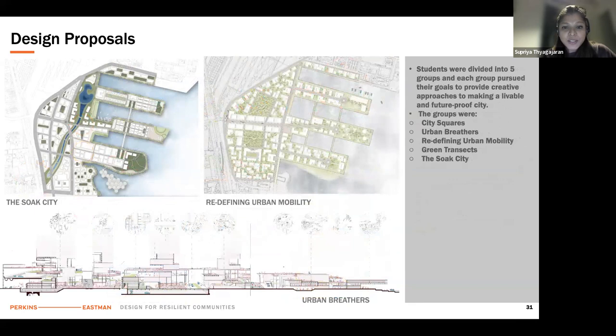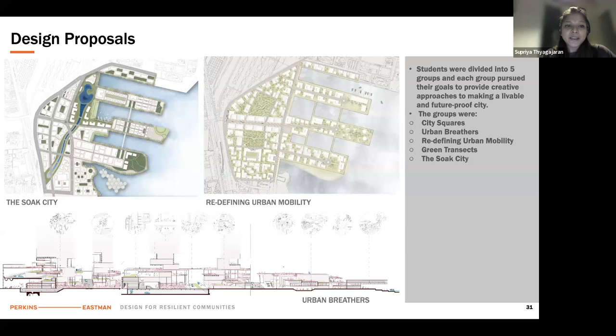Students were divided into five groups. The resulting proposals responded to the SDGs and the new urban agenda while working to provide creative approaches to making a livable and a future-proof city. Here are samples of a few proposals. The Soak City, this proposal looked at the site from the perspective of an environmentalist and focused on water management and flood mitigation techniques as their starting point. The design process began with studying the site topography and proposed a central biosphere where water was collected through pebble beds and rain gardens lining the streets.